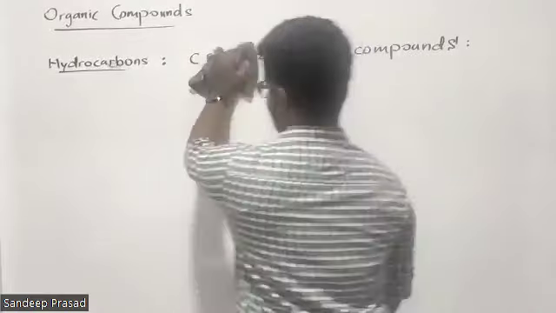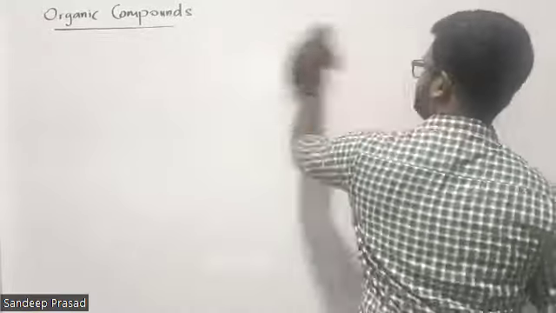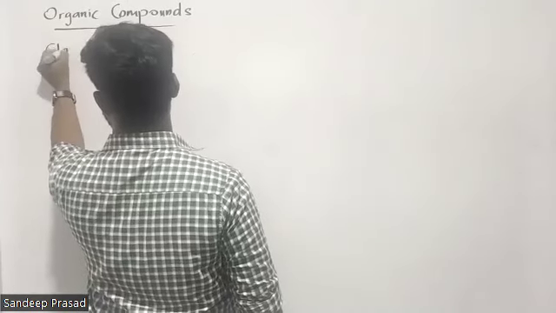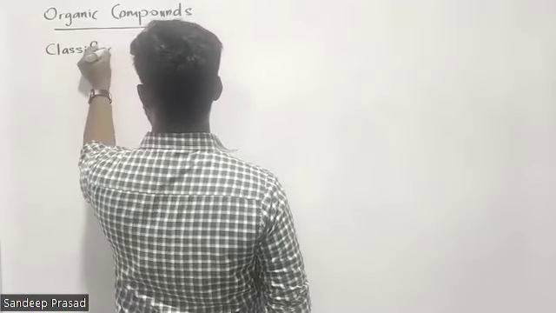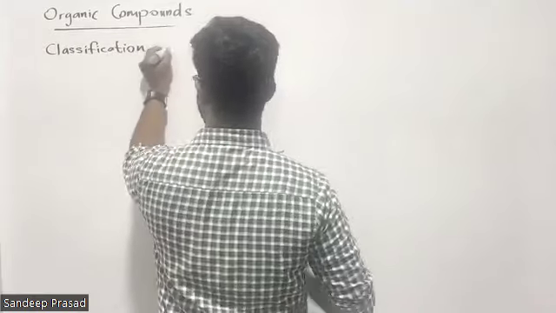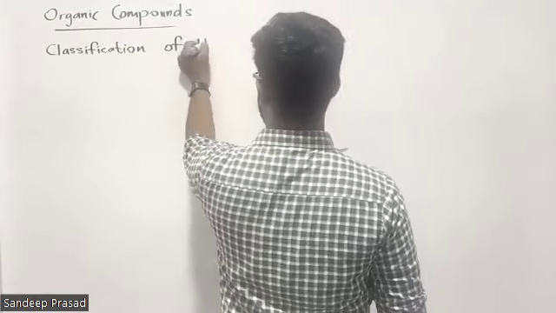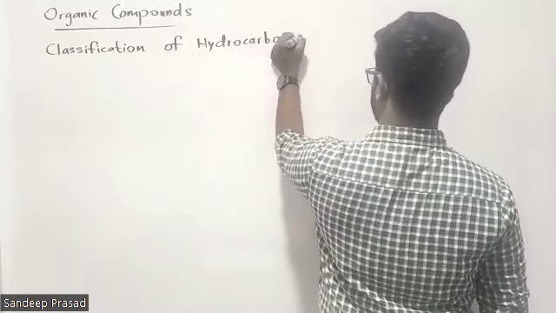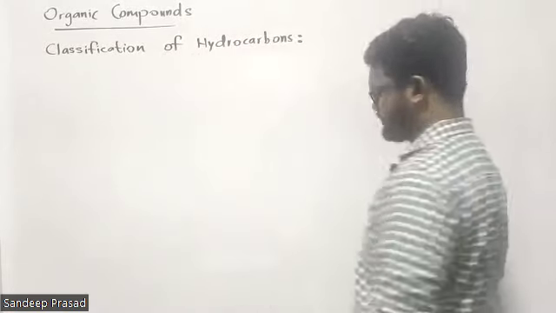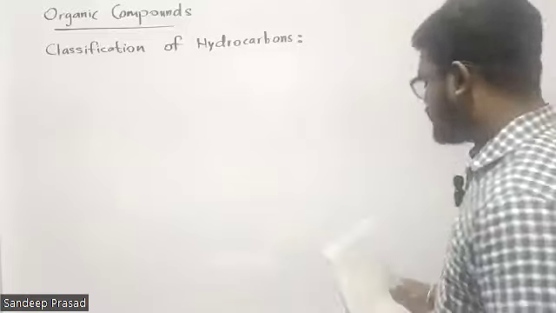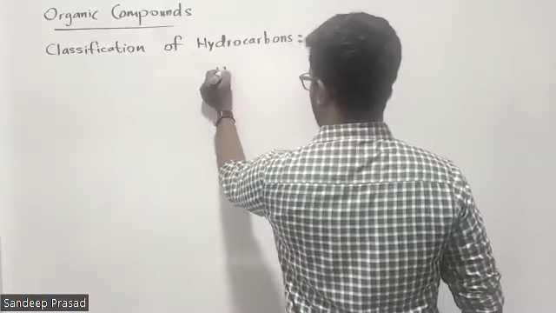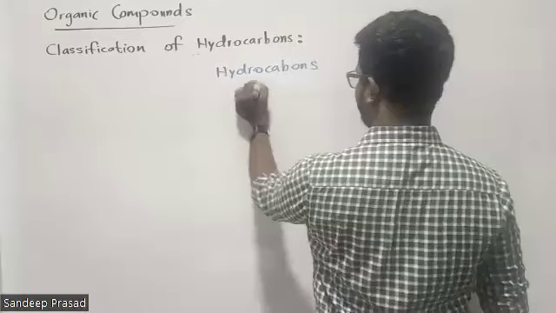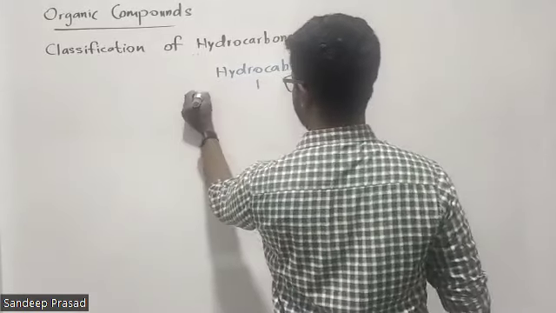Now let's go to the classification. Classification of hydrocarbons. This classification is given in your resource book. I'm going to discuss the same thing, nothing else. You have to remember. So quickly draw this classification with me. Hydrocarbons can be classified mainly into two parts.